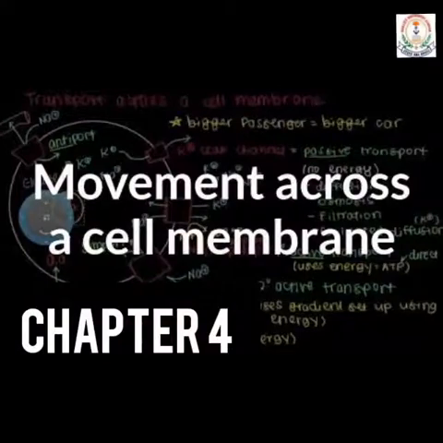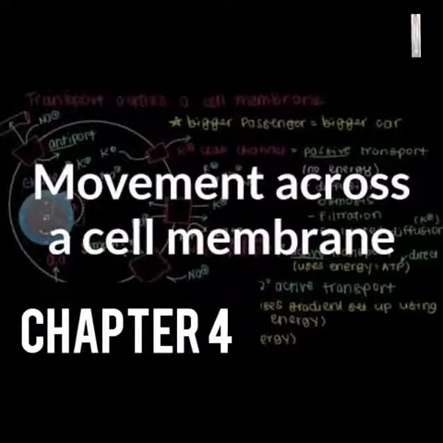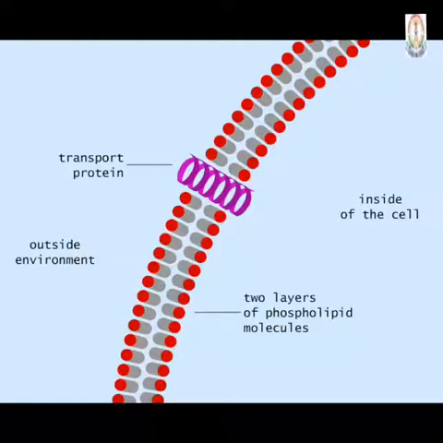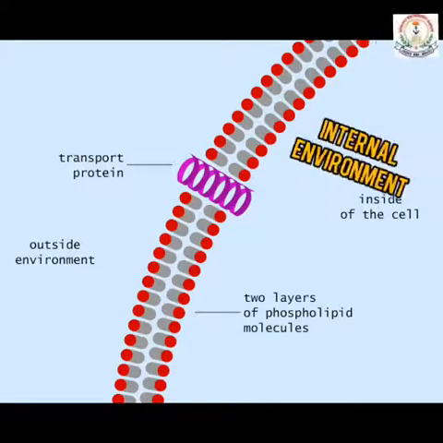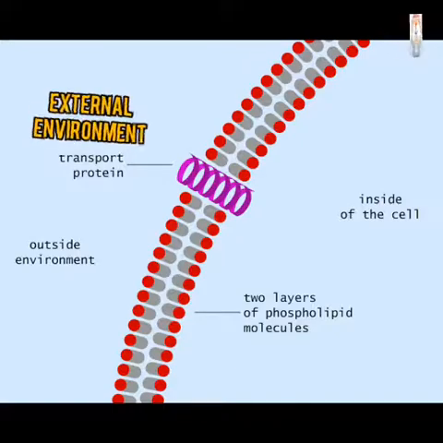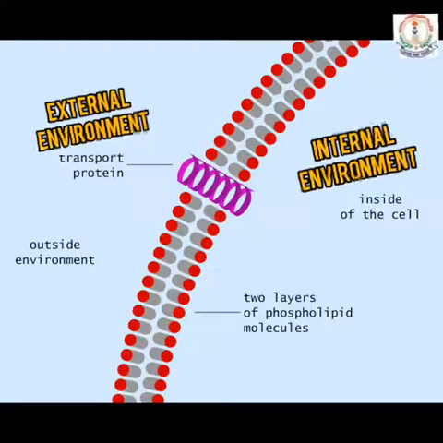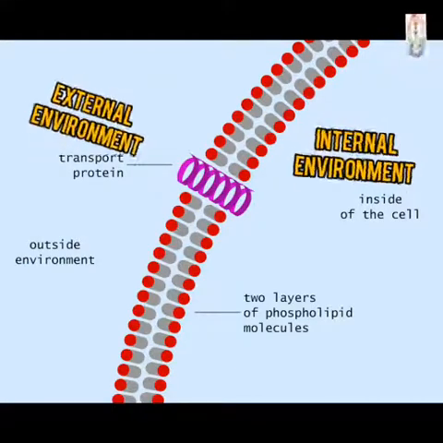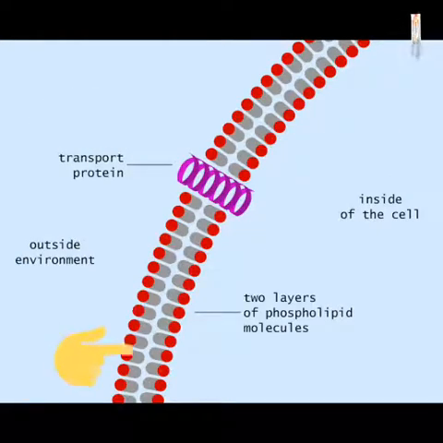Before starting this topic, you should have a good understanding of the cell's environment according to its needs. The cell environment basically consists of two things. First is the internal environment and the second is the external environment. According to that environment and the needs of the cell's maintenance, some substances move in or some substances move outside of the cell.